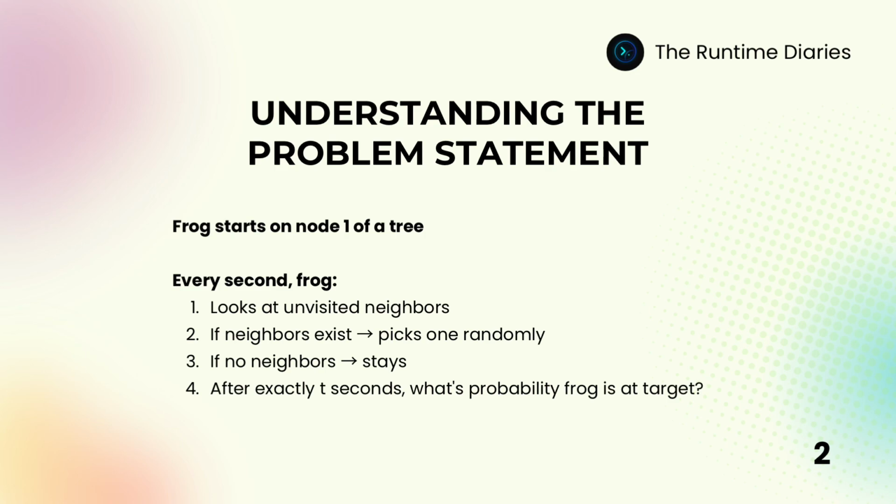The setup is simple. A frog starts at node 1 of a tree. Each second, it does one of two things. First, if the node has unvisited neighbors, the frog must jump to one of them, uniformly at random. Second, if there are no unvisited neighbors, the frog stays where it is. After exactly t seconds, what is the probability that the frog is sitting on the target node? This problem sounds like a random walk, but the trick is that it's not random chaos. Because this is a tree, the structure gives us perfect order.